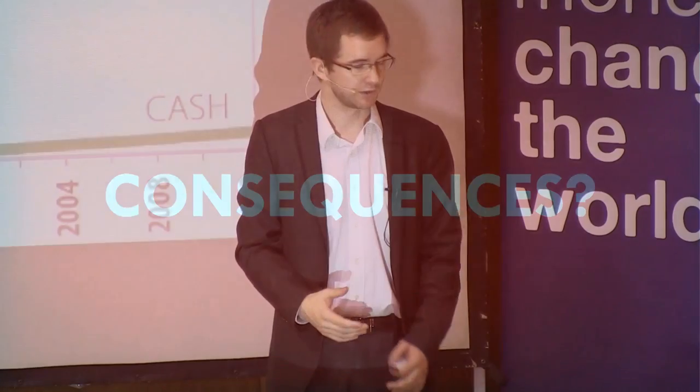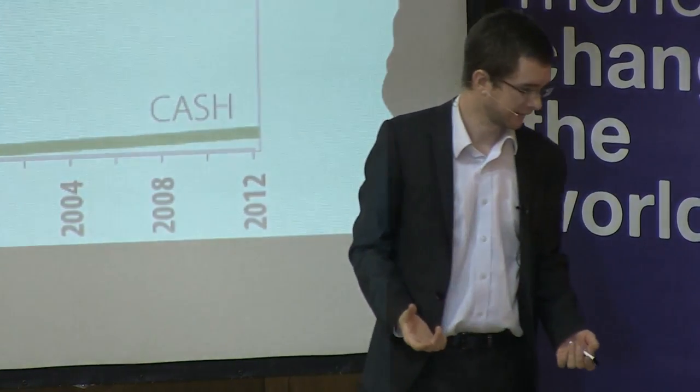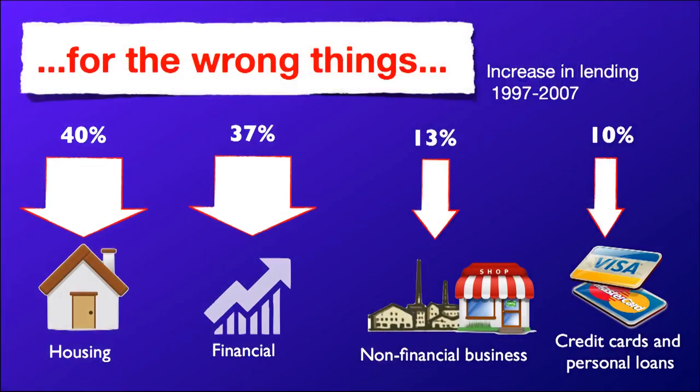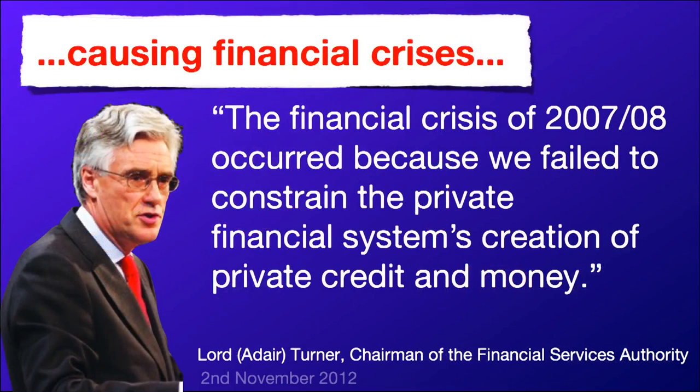Well, firstly, we know that banks create too much money. They create this money for the wrong things. So we see the majority of money, when it's newly created, goes straight into the housing market and into the financial sector. Very little, about 13% over the last 10 years, has gone into non-financial businesses. So this is the real economy, you know, the jobs, shops, businesses, and factories, essentially. And about 10% has gone into credit cards and personal loans, consumer finance. And this has led to financial crisis, as Adair Turner said, and as we saw this morning.